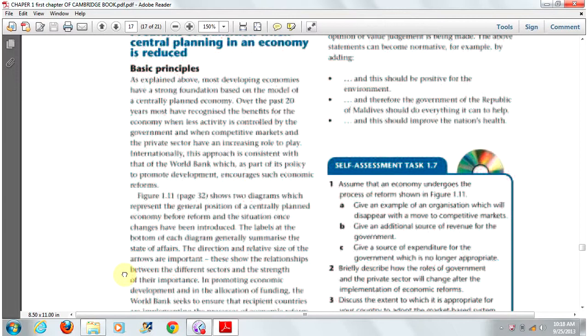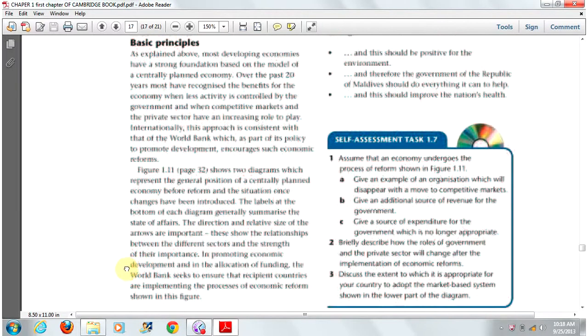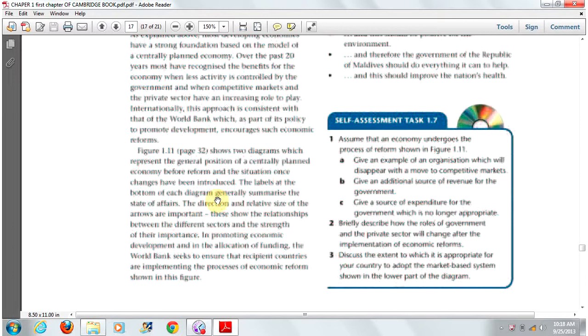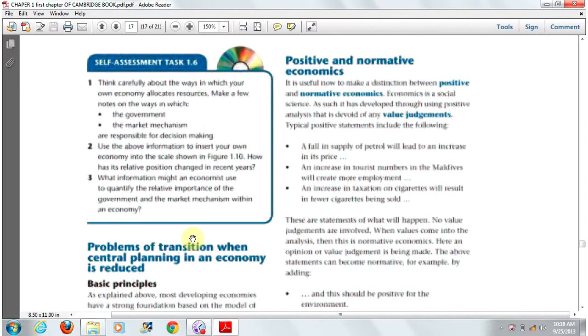Positive and normative economics. It is useful now to make a distinction between positive and normative economics. Economics is a social science. As such, it has developed through using positive analysis that is devoid of any value judgment. Typical positive statements include the following. A fall in supply of petrol will lead to an increase in its price. An increase in tourism numbers in the Maldives will create more employment. An increase in the taxation on cigarettes will result in fewer cigarettes sold. These are statements of what will happen. No value judgments are involved.